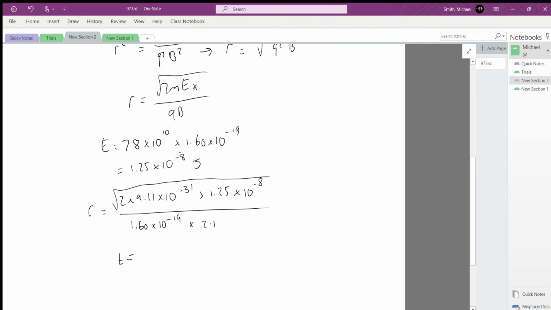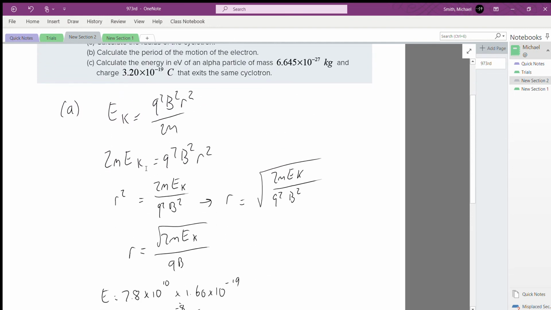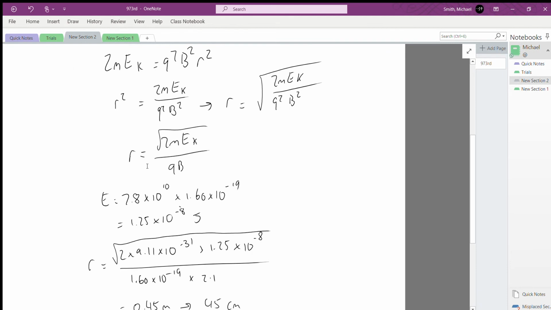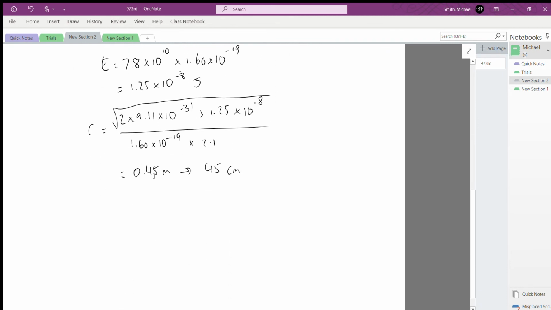0.45 meters, which looks a bit nicer if we just write it as 45 centimeters. So that question is fairly tricky. A lot of rearranging, a lot of conversions, and then finally the substitution.